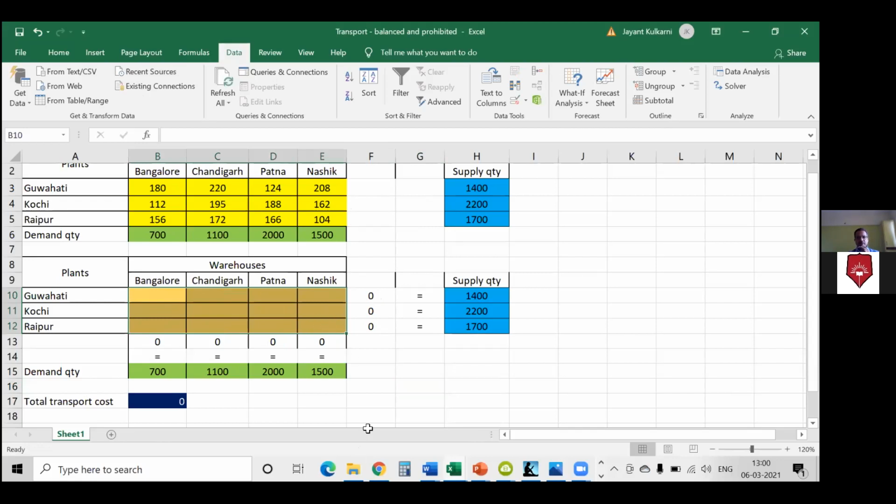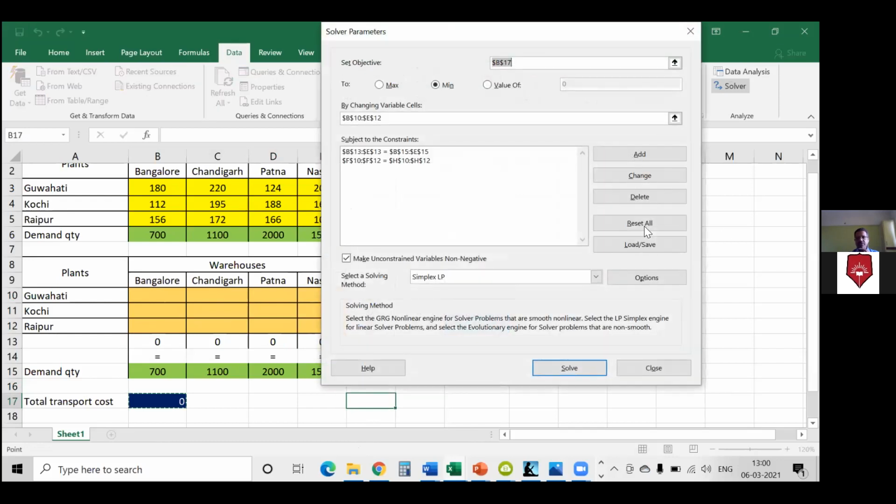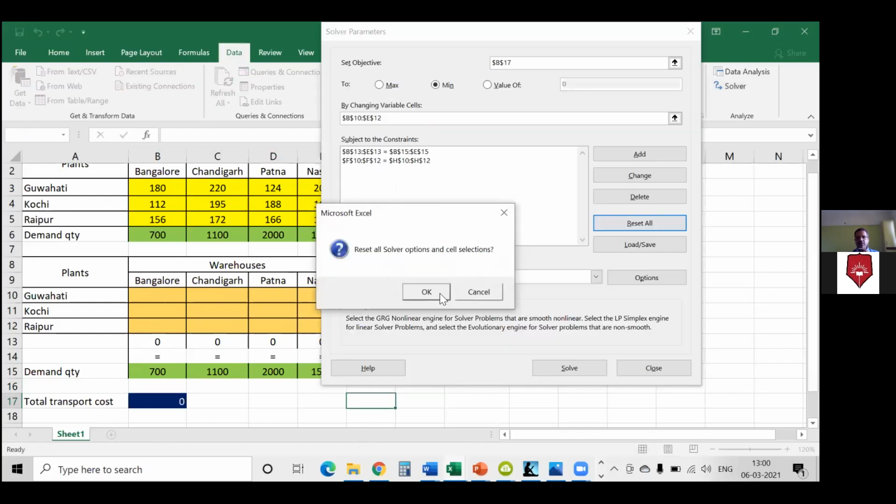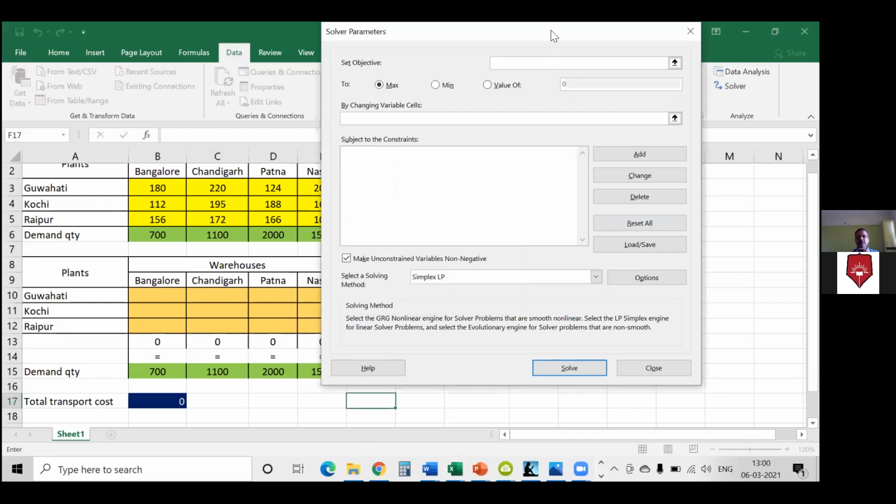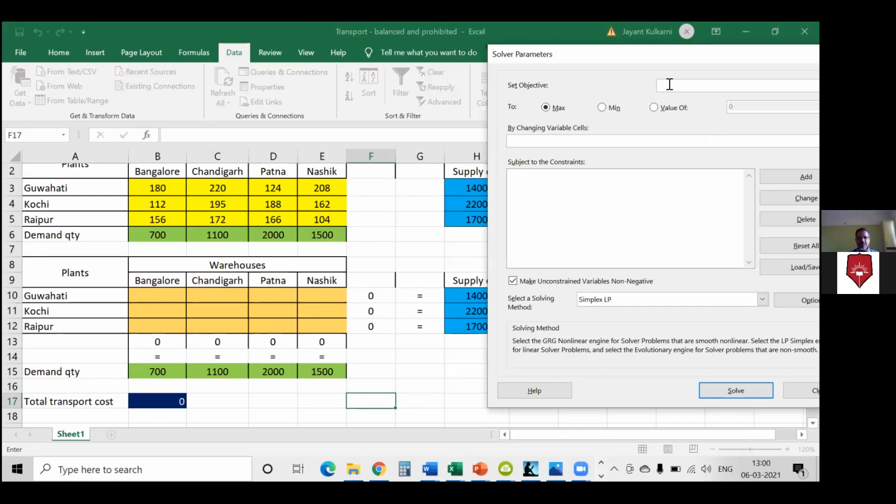Okay, removed. So this is where we are. Go to Solver. Okay, I'll reset everything so that we start doing everything from the beginning now. So set objective: I should select the cell which has the formula for the transport cost, which is my cell B17, right?